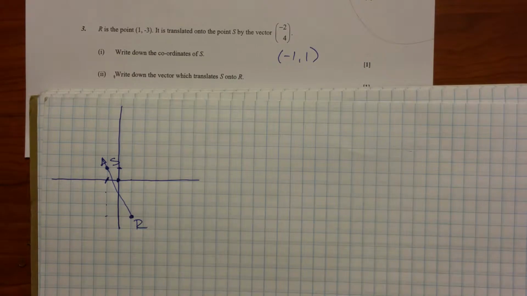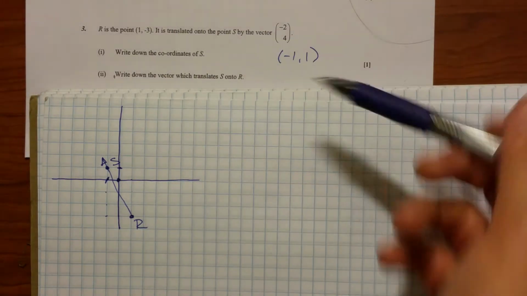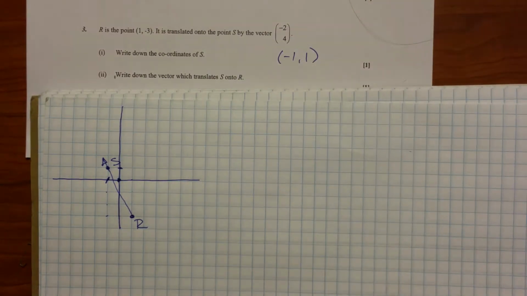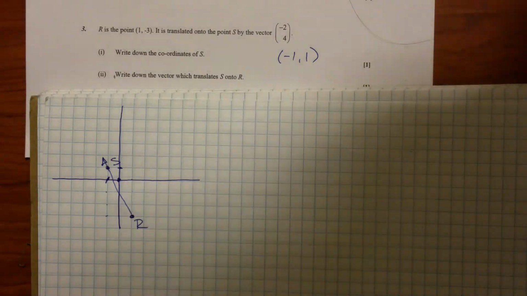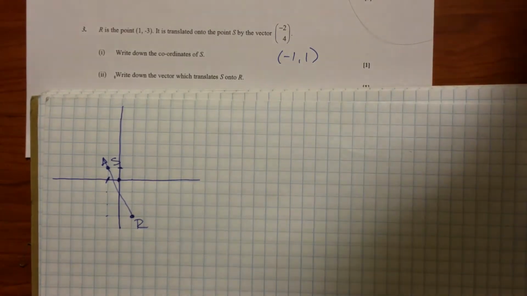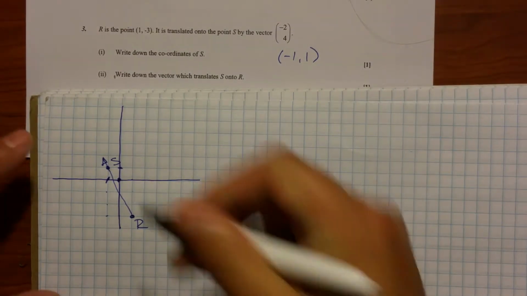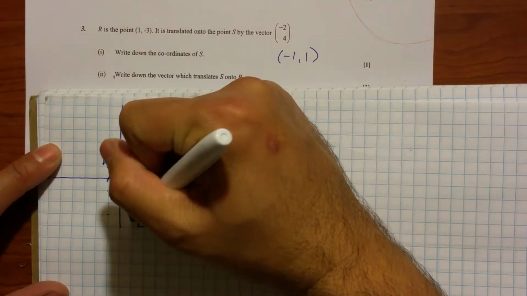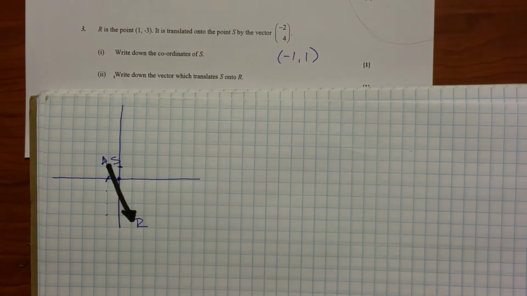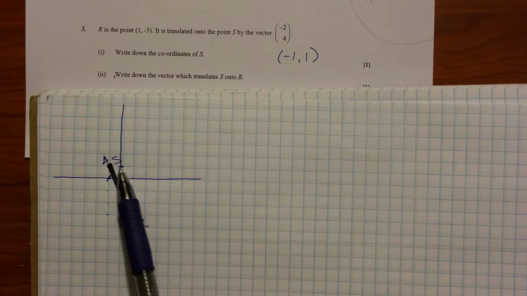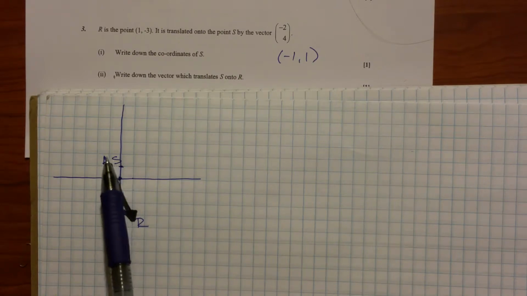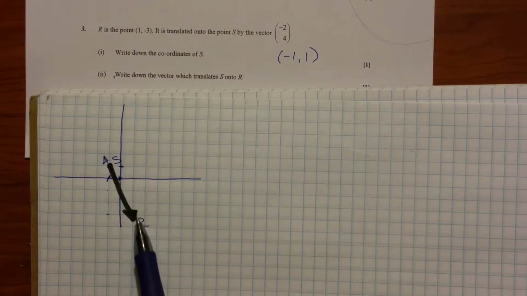Now, in the second part, it says write down the vector which translates S onto R. So this one we're actually going in the other direction, S onto R. Let's see, I got my other marker over here. So now we're going this way. Think of it like this: we started at home, went to Taco Bell, and now we don't like using public restrooms, so we have to go home really quick to try and make it to the restroom.